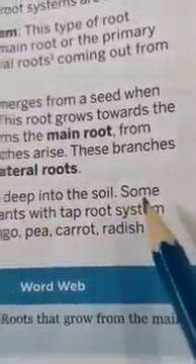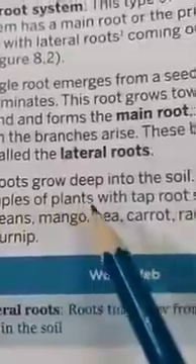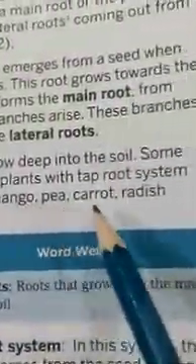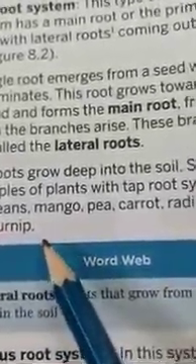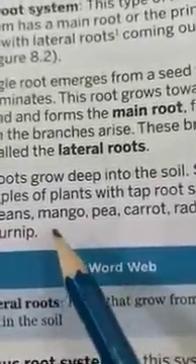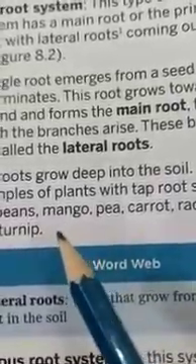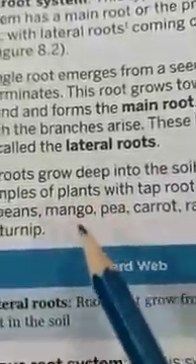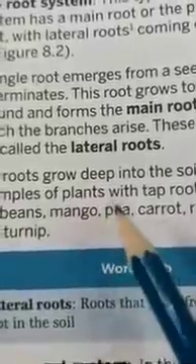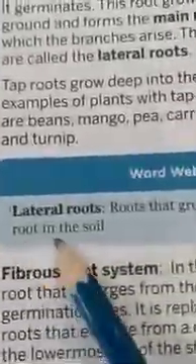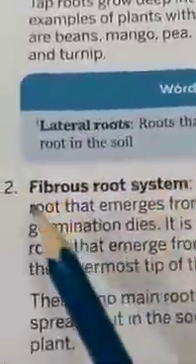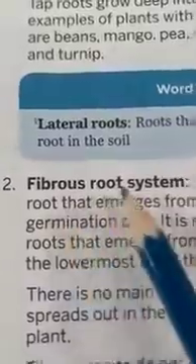Dear students, some examples of plants with the tap root system are beans, mango, peas, carrot, radish and turnip. Mango, neem, pine, carrot, radish are examples of plants in which tap root is found. Lateral roots are roots that grow from the main root in the soil. Now, dear students, come to the next, that is the fibrous root system.